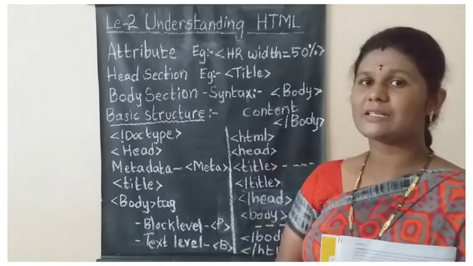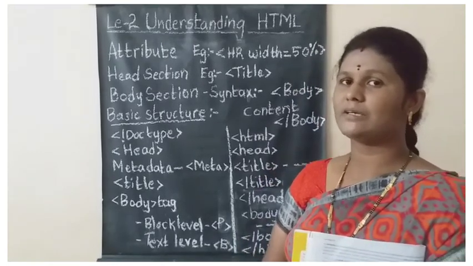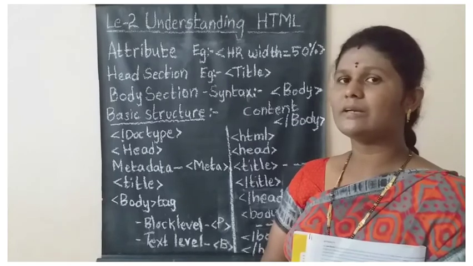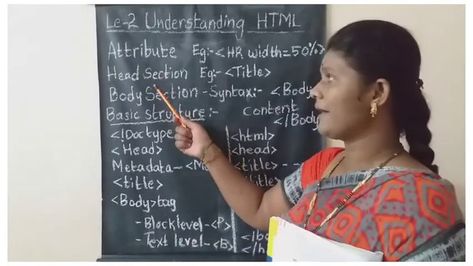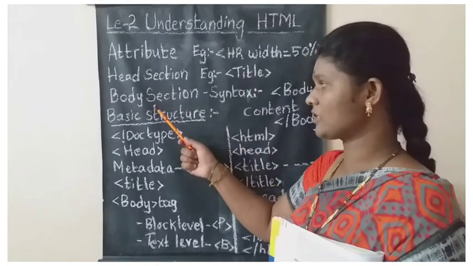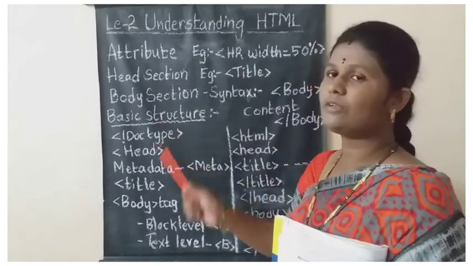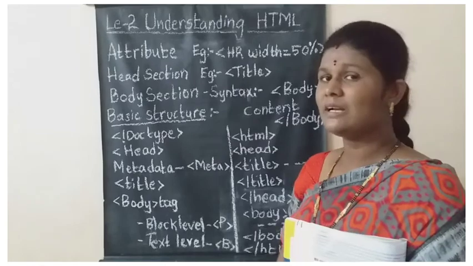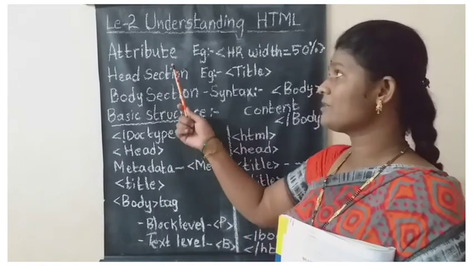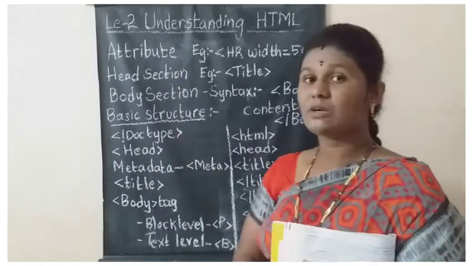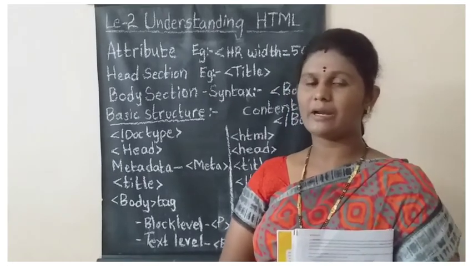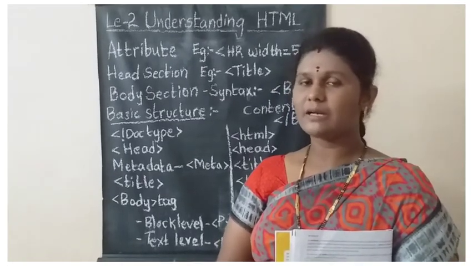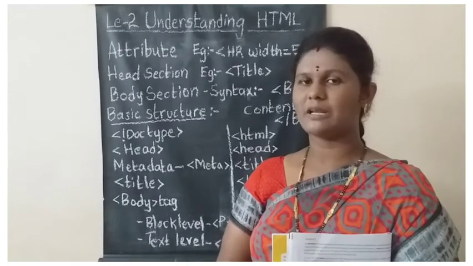In this class, let's learn the remaining topics. What are the remaining topics here? Have a look: attribute, header section, body section and basic structure of the HTML document. Let's see what the meaning of attribute is. For example, if we open a chapter, in it we have topics, and in those we have subtopics like that.